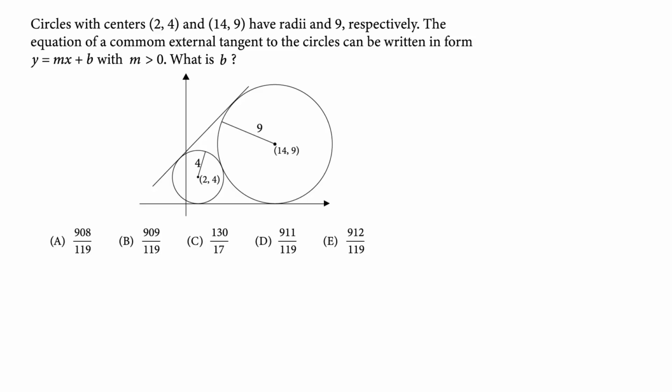Circles with centers (2, 4) and (14, 9) have radii 4 and 9 respectively. The equation of a common external tangent to the circles can be written in the form y = mx + b with m greater than 0. What is b?